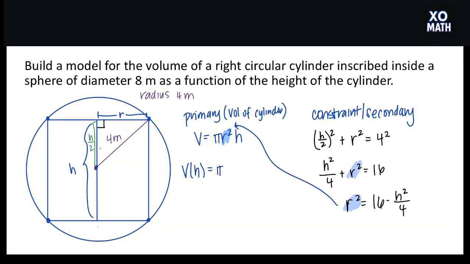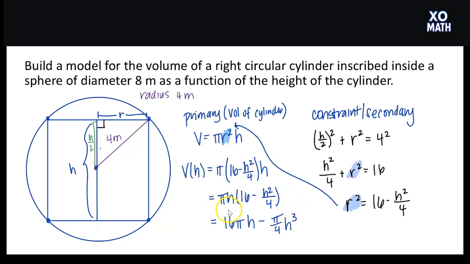I'm going to have pi. I'm going to replace r squared with 16 minus h squared over 4, and then times that extra copy of h in the back. Now this is all commutative, so I can put the h in the front, so I can have pi h times (16 minus h squared over 4). And of course I can distribute this in as well. So this is 16 pi h minus pi over 4 h cubed, if I distribute this in. So now volume is a function of only the height of the cylinder.